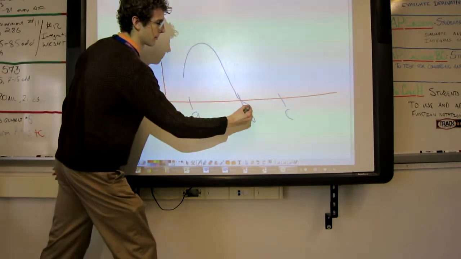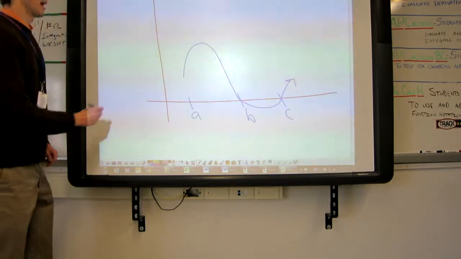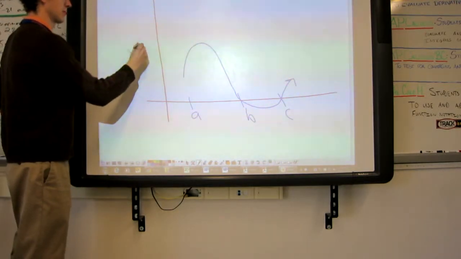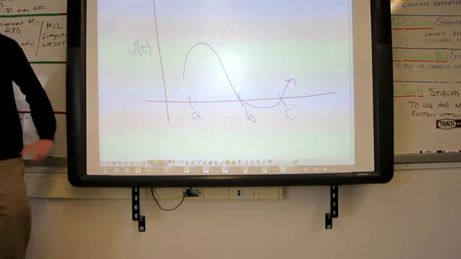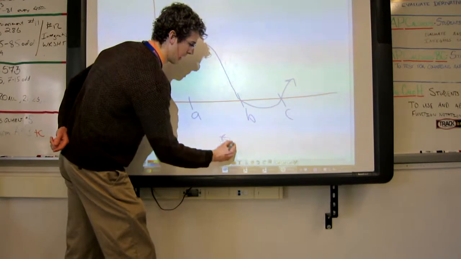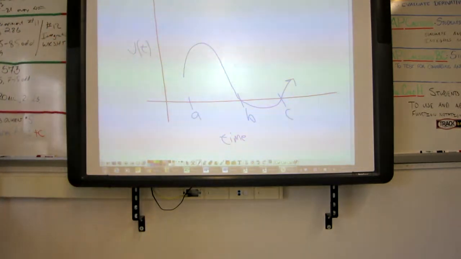Here's my function, and there it is. This f of x is going to represent my velocity. So actually it's not going to be f of x, it's going to be v of t. Which means this is my velocity and this right here is my time, right down here. No numbers, I'm just talking concepts right here, guys.